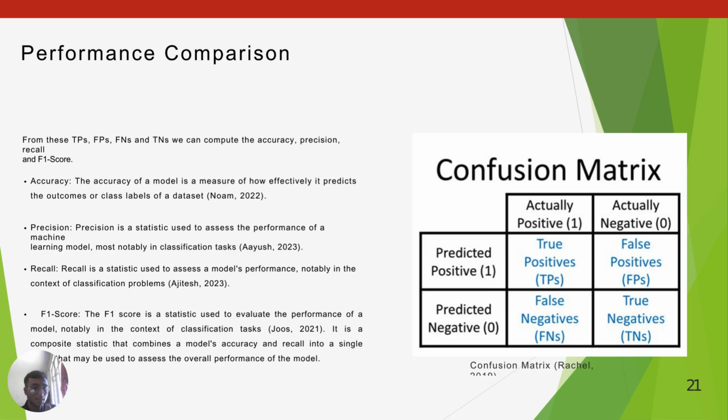Precision is a statistic used to assess the performance of a learning model, notably in classification tasks. Recall is also used on classification problems, and the F1 score is the overall of accuracy, precision, and recall, a statistic that combines model precision and recall into a single score that may assess the overall performance of the model.